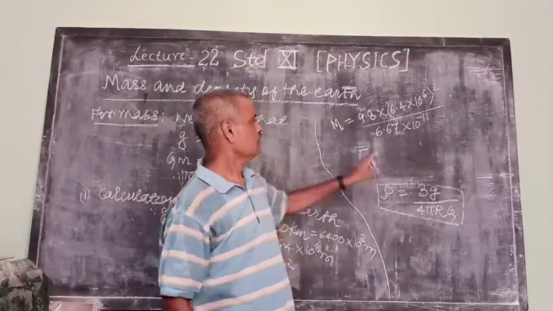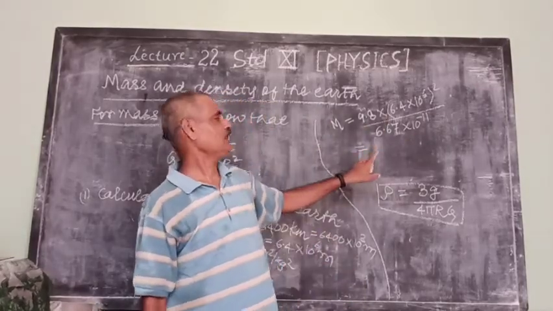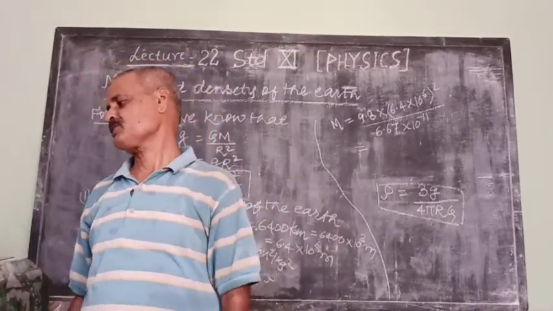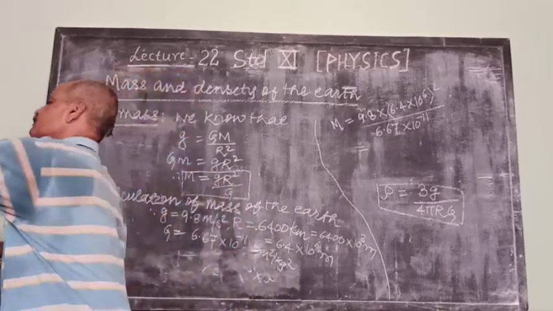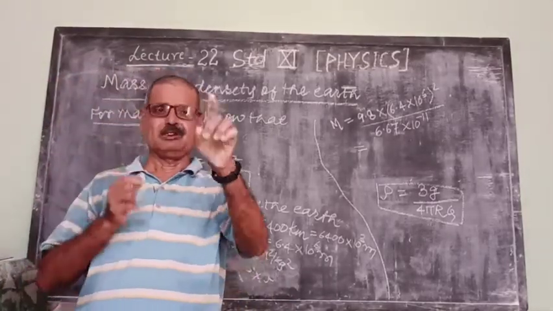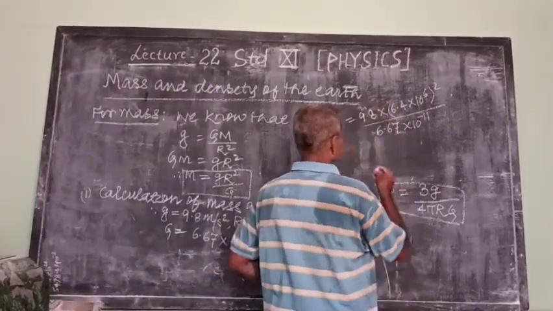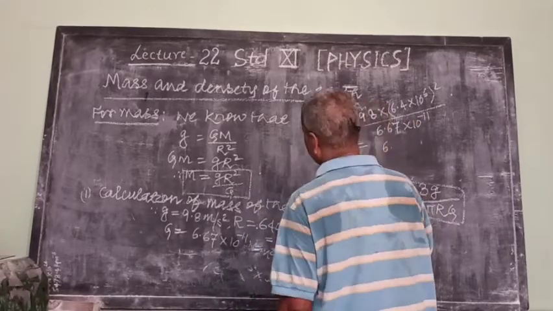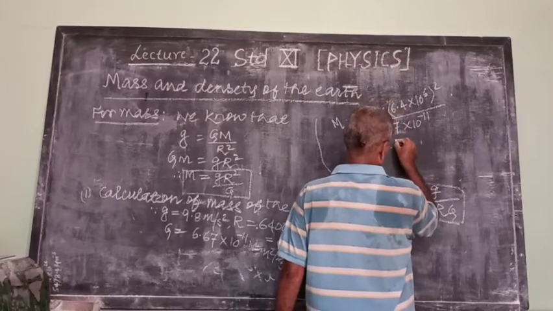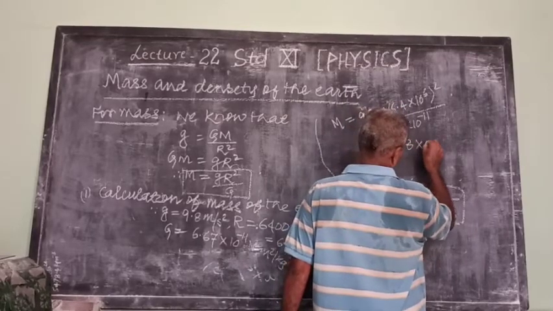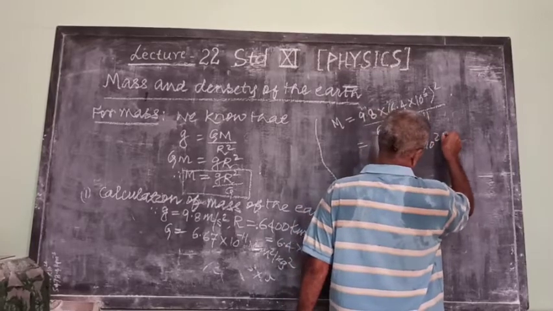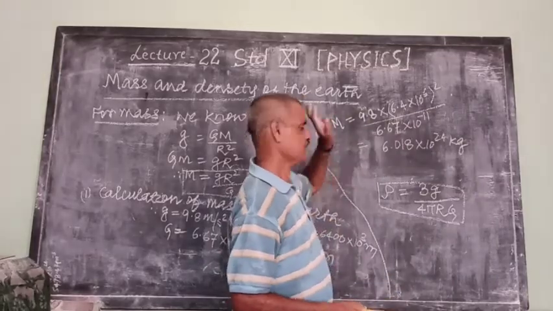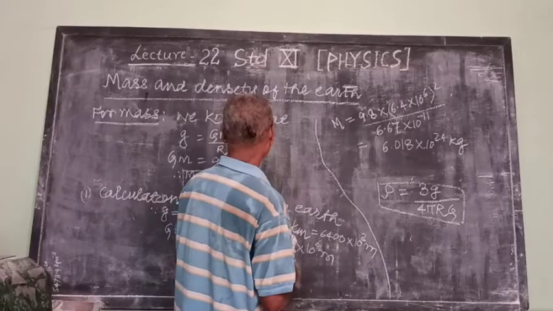Now it is your duty. When you solve, finally we will write what will be the value of mass of the earth. This mass of the earth will be how much? If you solve, this value will be 6.018 into 10 to the power 24. You can easily check.